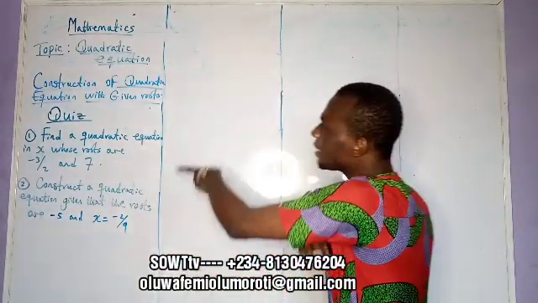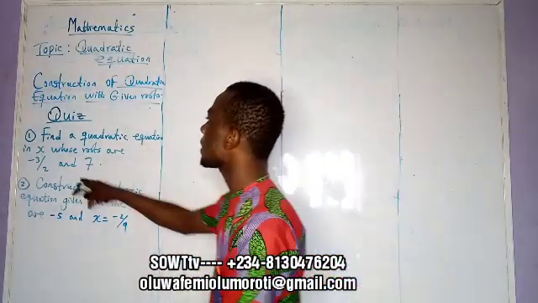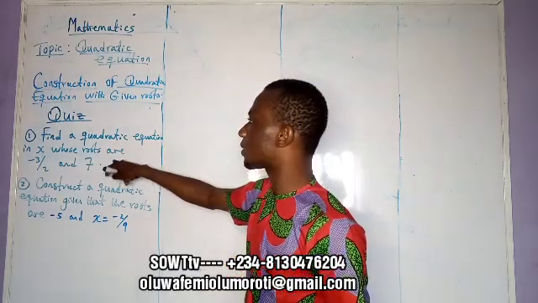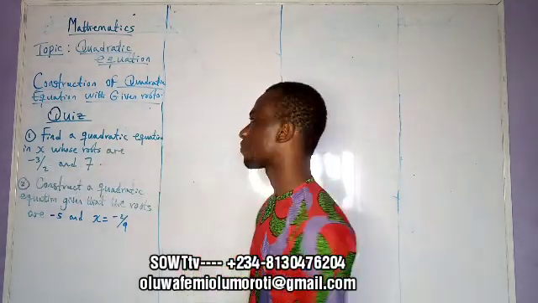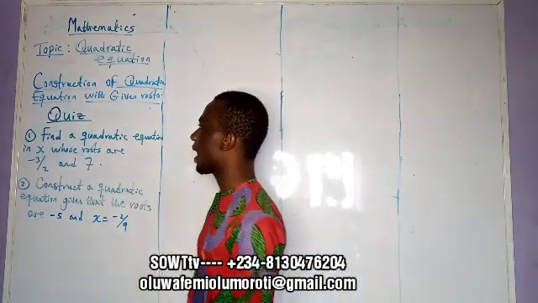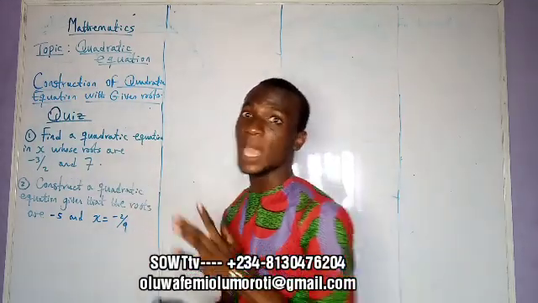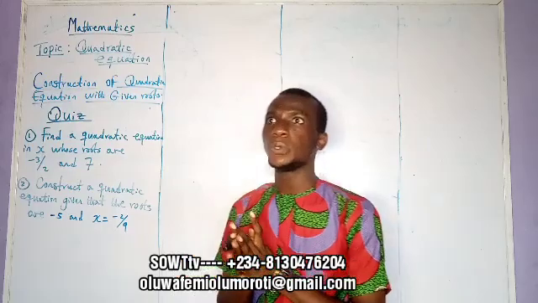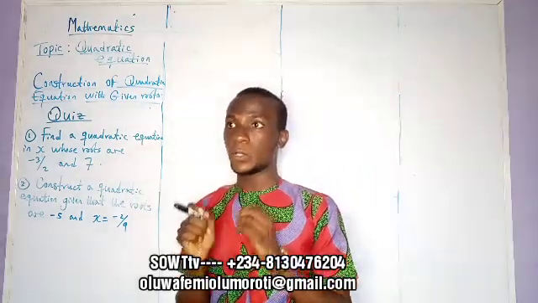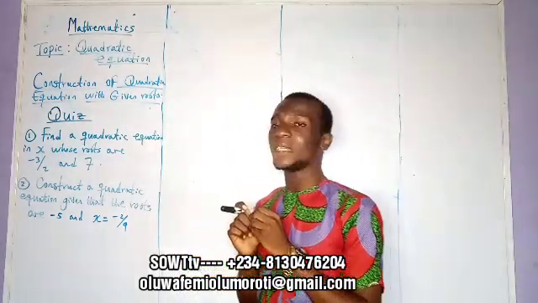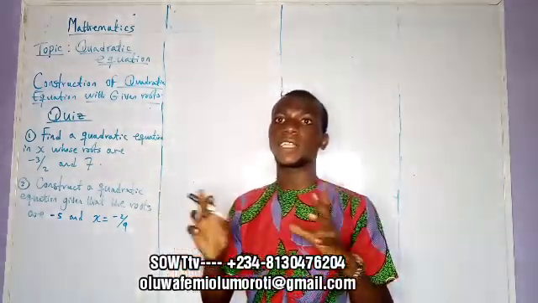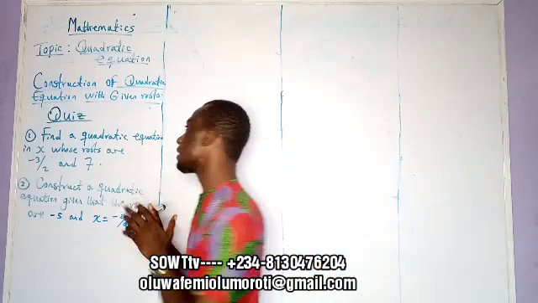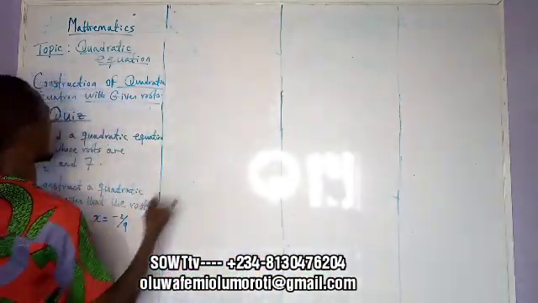The first one says: find a quadratic equation in x whose roots are -3/2 and 7. This type of method is so simple. You just need to understand the concept and the idea. I believe it's about 2 to 3 steps you have to take, and then you find the answer. Let's look at it.